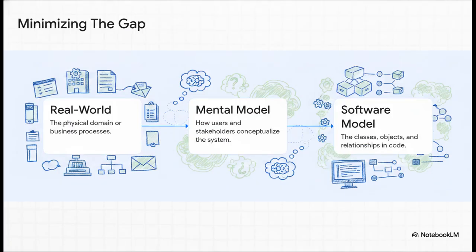Under the hood, there are actually three distinct models at play here. First, you've got the real-world system, the physical domain or business processes. Second, the mental model, which is how the stakeholders conceptualize that system in their heads. And third, the software model, your actual classes and objects. The model principle works its magic by minimizing the gap between these three steps. When you align your software directly with the real-world domain, a change in business requirements maps exactly one-to-one with modifications in your code. It's brilliant.